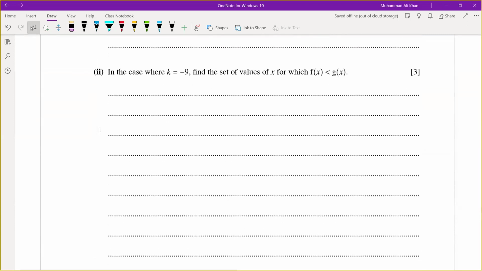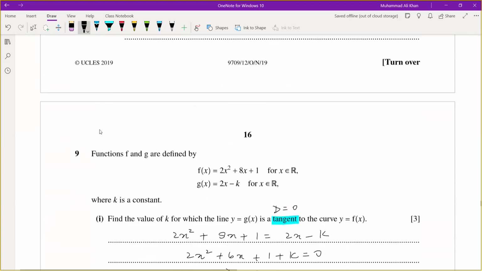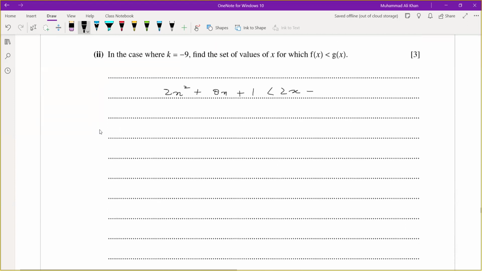k की वैल्यू आपको दे दी गई -9. तो जनाब करते हैं fx को less than gx. So it will be 2x square. fx will be 2x square plus 8x plus 1 is less than gx, and gx is 2x plus k. So here it is 2x minus k. So this will be 2x plus 9.